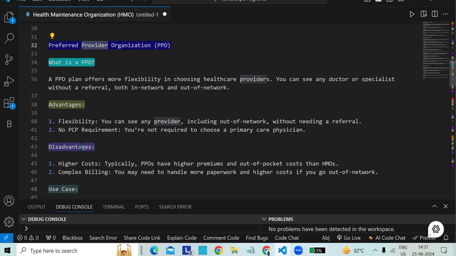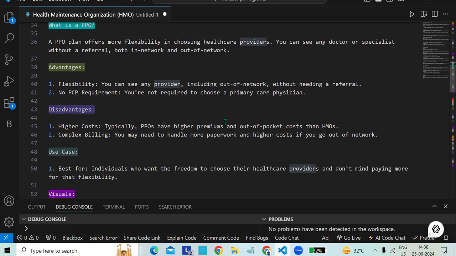I hope you understand. And the advantages: flexibility, you can see any provider, including out of network without needing any referral, which means you can meet both in network and out of network. And no PCP required. A person who takes the PPO plan has no need to get a referral from a primary care physician. He can go directly to the hospital and meet the specialist physician. You are not required to choose a primary care physician. So these are the advantages.